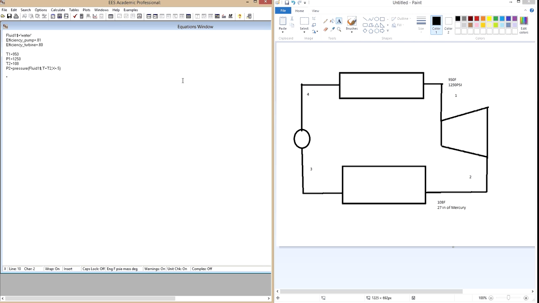Quotations will let you comment something out. This is a comment. This is pretty useful for making your code readable by other people. If we hit run or check mark, it turns blue.